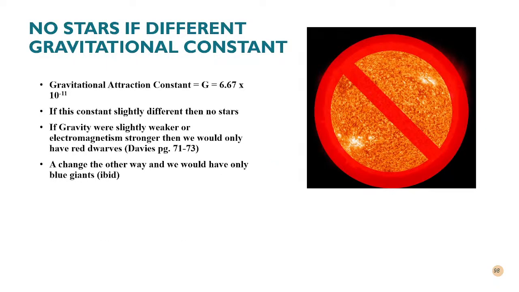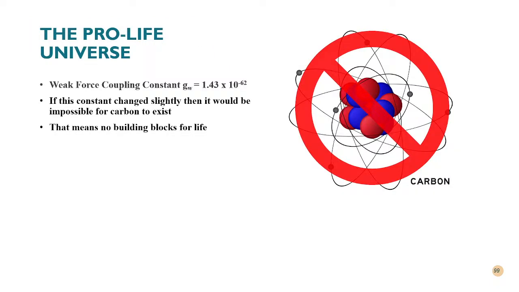The fourth argument is that no stars have different gravitational constants. The gravitational constant is G equals 6.67 times 10 to the negative 11. If this constant were slightly different, then no stars. If gravity were slightly weaker or electromagnetism stronger, then we would only have red dwarfs. Once again taken from Paul Davies, pages 71 to 73, and likewise from the same page, if it changed the other way, we would have only blue giants.